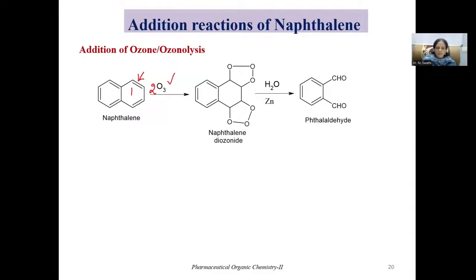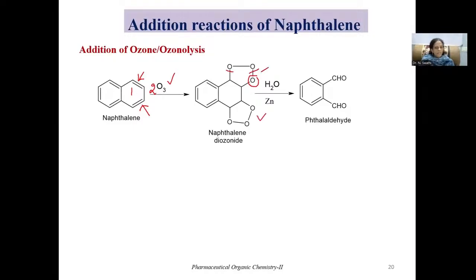Here, the first ring of the naphthalene will be affected during this ozonolysis process. The first ring consists of two double bonds, so wherever double bonds are there, the addition of ozone takes place. And from ozone, this is 1, 2, 3, three oxygens from each ozone molecule are cyclized with the aromatic ring system.